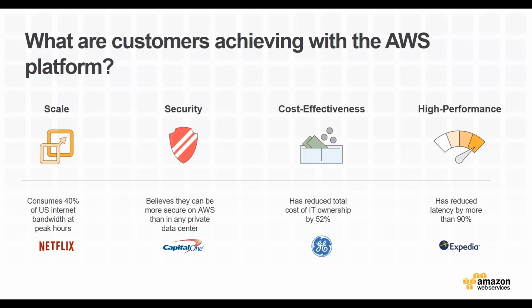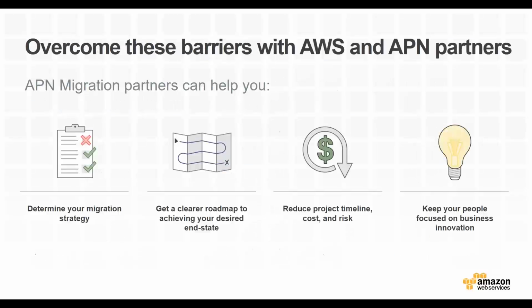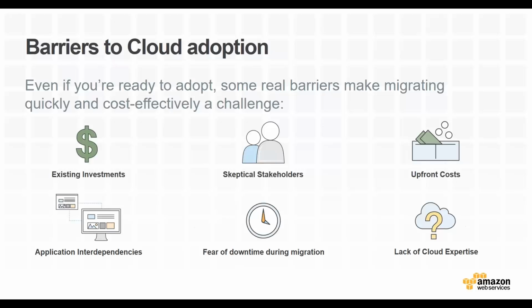So we have seen all the benefits of adopting AWS. A lot of enterprise companies understand the benefits of cloud. They want to focus more on their business and innovate like a startup. However, they have some real questions that they want help with when it comes to migrating to cloud. Questions such as, what do we do with our existing investments? How do we get on board some of our skeptical stakeholders? How do we minimize downtime during migrations? How do we manage application dependencies during migration?